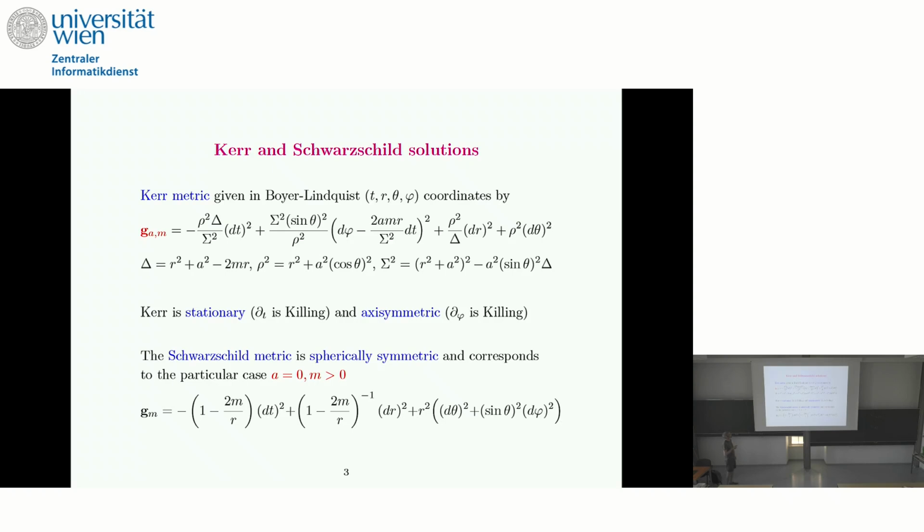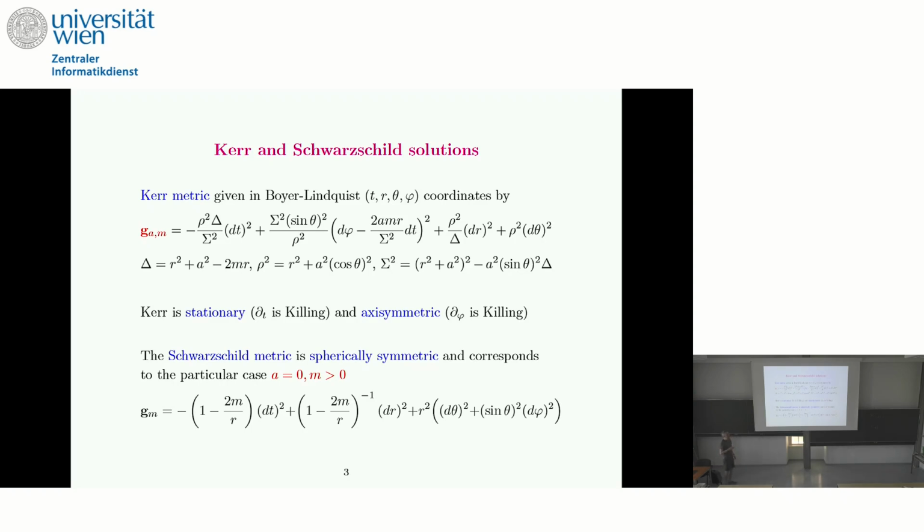And if you look at the metric coefficients, even though they are pretty complicated, they are only functions of r and theta, which means they do not depend on the coordinate t and on the coordinate phi, which means that Kerr is stationary, ∂_t is Killing, and it's axisymmetric, ∂_φ is Killing. In particular, indeed, this is a family of stationary solutions, as I advertised in the previous slide.